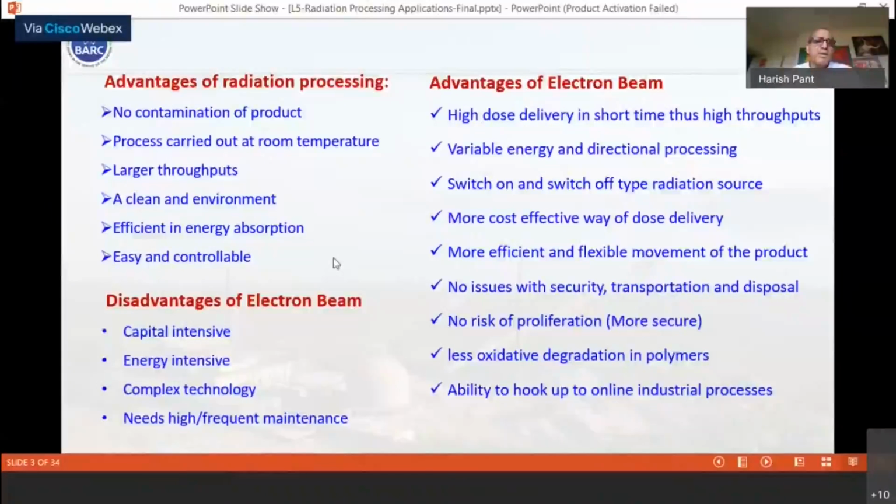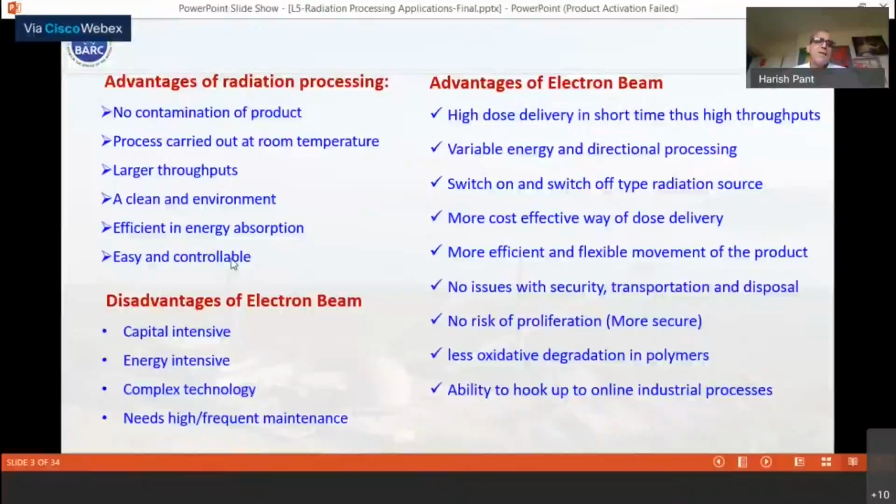But they have some disadvantages also. The main disadvantage is they are capital intensive. Although gamma radiation plants are also capital intensive, electron beam machines are also energy intensive. A lot of power goes into their operation, and it is a complex technology. It is not simple to operate them or to maintain them.